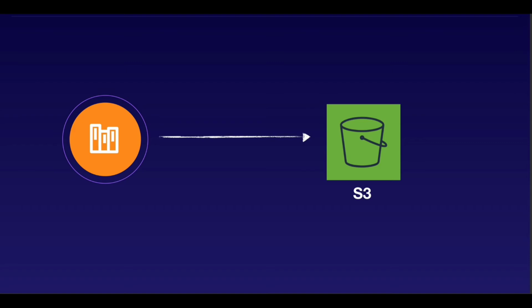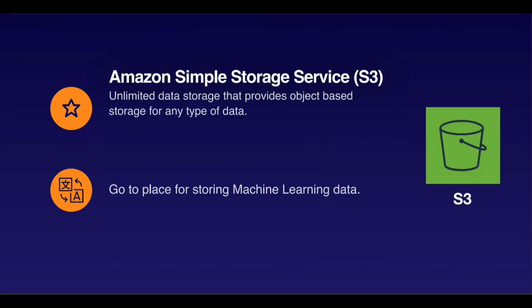So, if you already have an associate level certification, you should already be familiar with this service and all the other services that we'll discuss. But we will briefly discuss what Amazon S3 is and the other services throughout this lecture. Amazon Simple Storage Service or S3 provides us a way for unlimited data storage that provides object based storage for any type of data. And this essentially is the go to place for storing our machine learning data.